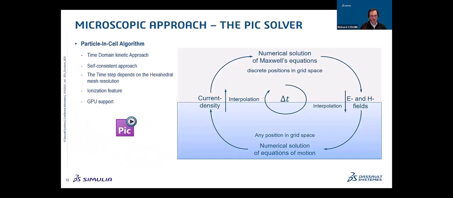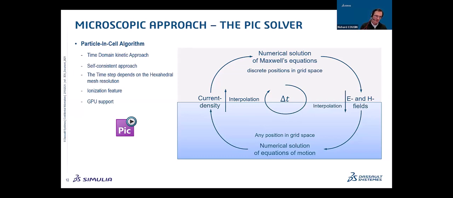Regarding the microscopic approach, you've seen that we have two dedicated solvers: the particle in cell solver and the electrostatic particle in cell solver. The particle in cell algorithm works as follows. This is a time domain kinetic approach, and it's a self-consistent approach. You solve Maxwell's equations, which provide you with the E and H fields, which are then introduced into the equation of motion for the particles. Then you can directly calculate the current density and the equations of continuity.